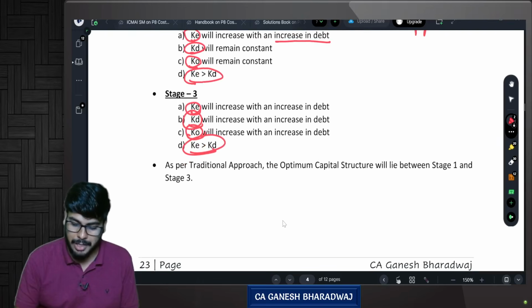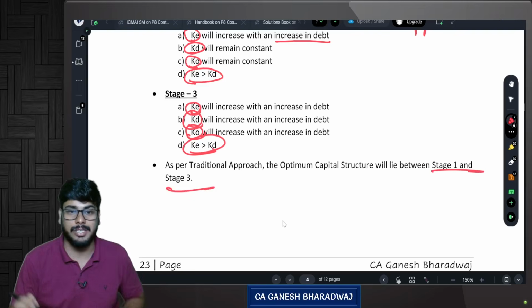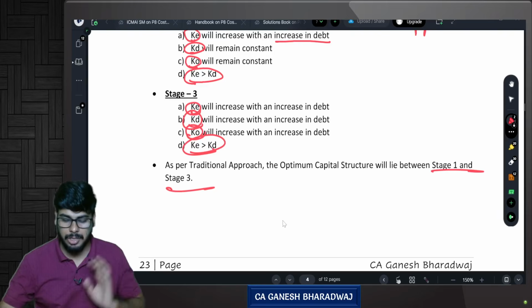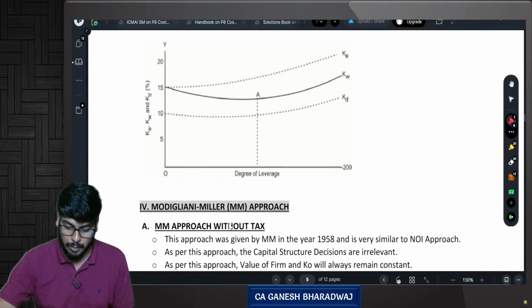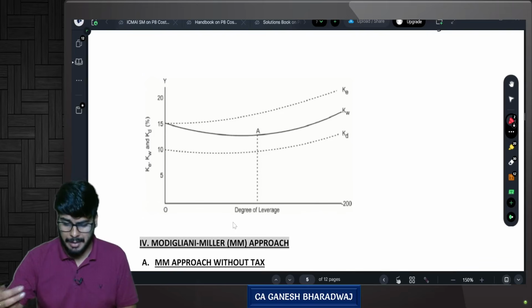As per the traditional approach, the optimum capital structure will lie between stage 1 and stage 3. Between this only, the optimum capital structure will lie. Are you clear with this? That is what they are saying. And look at this, this is the graph given in the study material.